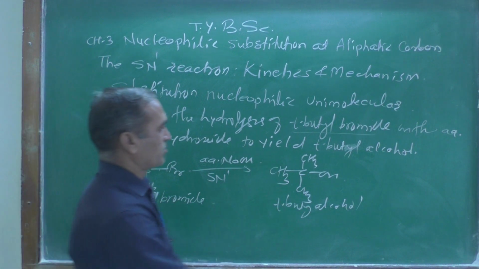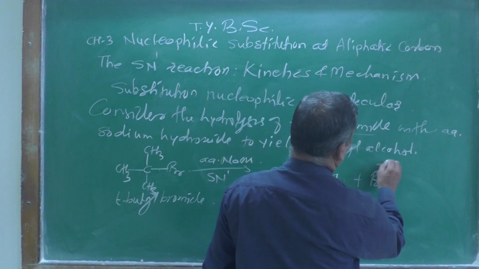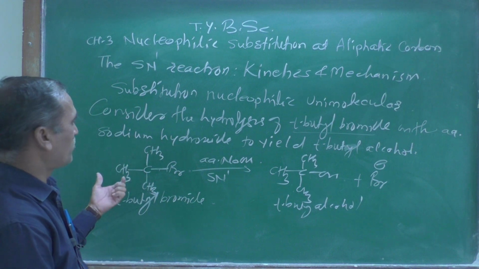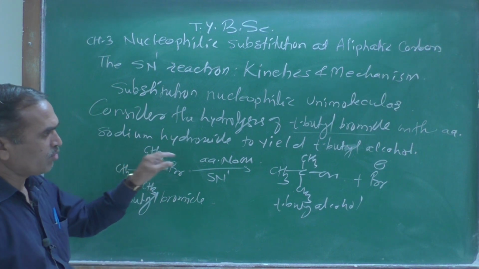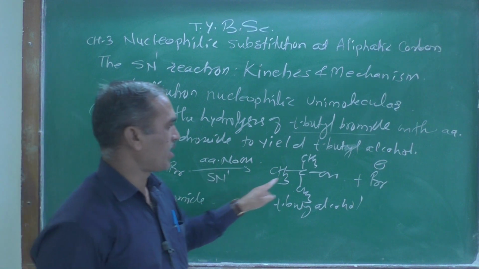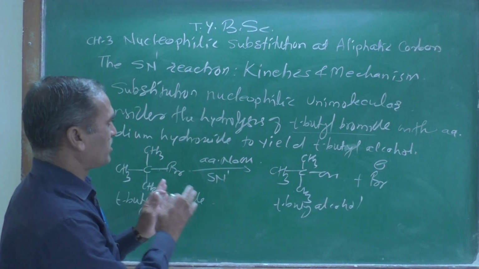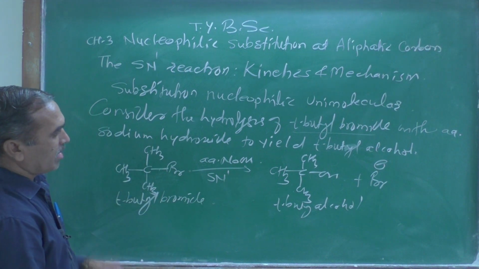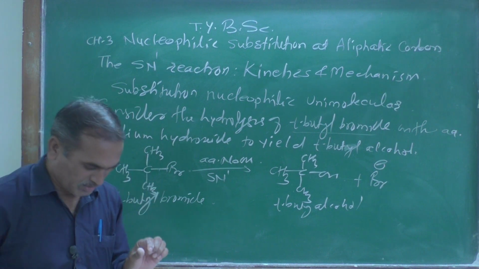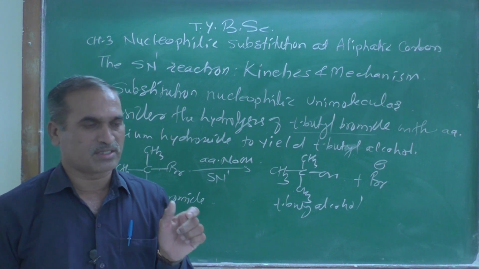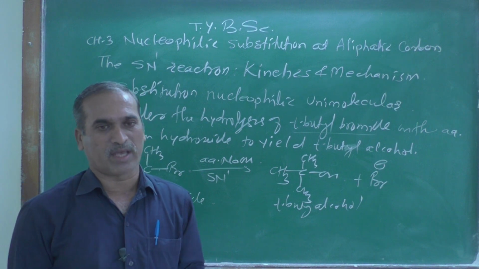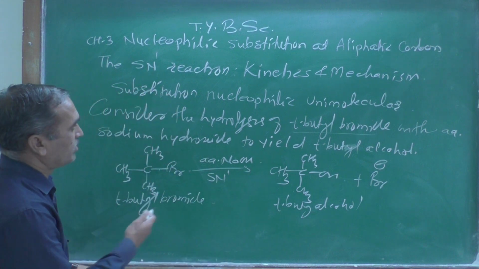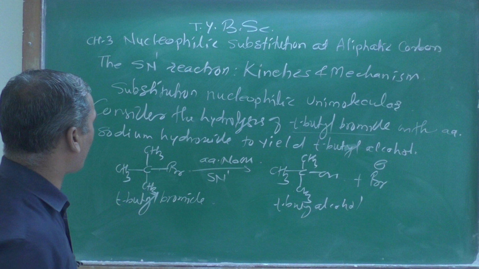So at the 2 position the OH group is present: 2-methyl-2-propanol will be the IUPAC name of this compound. This is a general reaction we have considered, where OH minus is the nucleophile and Br minus is the leaving group. Now the kinetic study of this reaction showed that the rate of reaction is directly proportional.